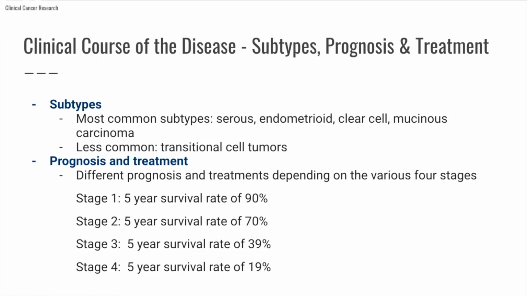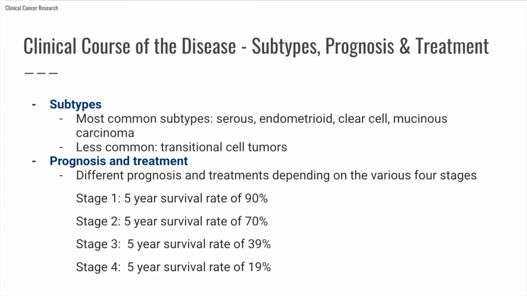The prognosis, or the likely outcome, depends on the various stages. In stage 1, the cancer is found in one or both ovaries but has not yet spread. The likely outcome is great, with 90% of patients living 5 years. Stage 2 entails that the cancer is now in at least one ovary and has spread into at least one other area of the pelvis. This stage has a lower prognosis, with a 5-year survival rate of 70%.